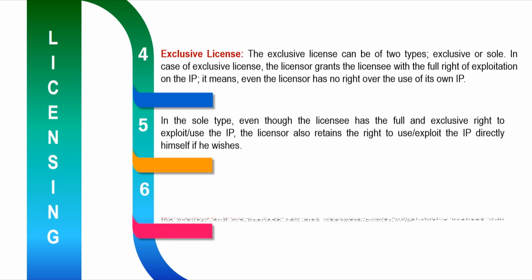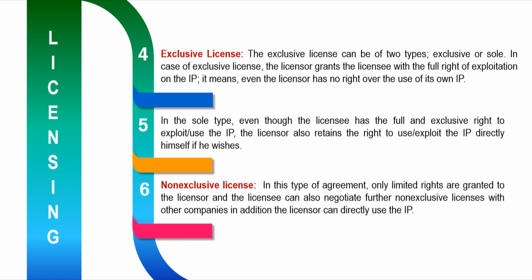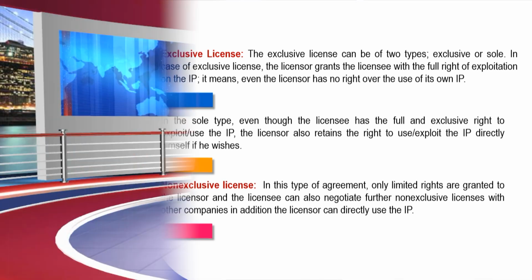In the second type of license, that is non-exclusive license, only limited rights are granted to the licensee and the licensor can also negotiate further non-exclusive licenses with other companies. In addition, the licensor can also directly use the IP. So, this is the non-exclusive type of license.